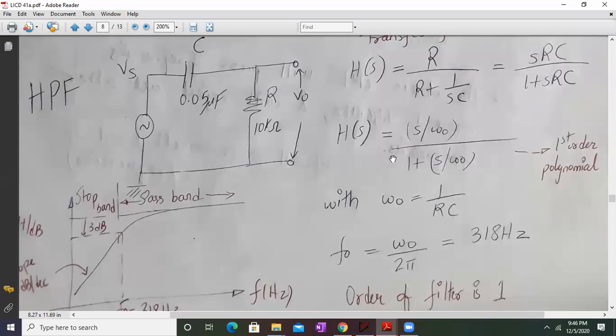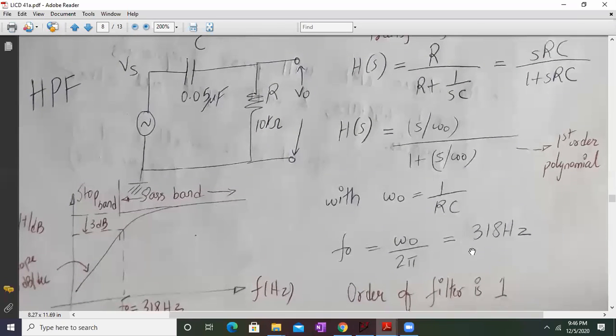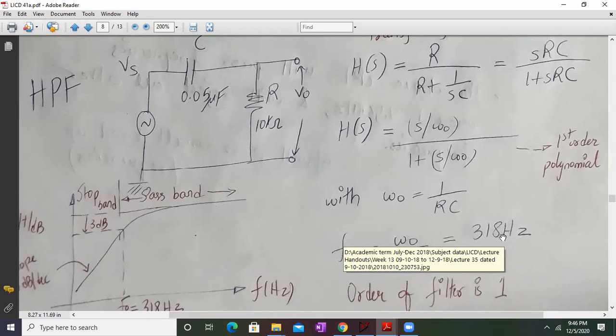I'm not going into detail because this is a passive filter. I just want to give you a feel of how the filter response will look in the passive case also. I think the frequency is wrong over here. We have to recalculate it. So here, let me search for a calculator.